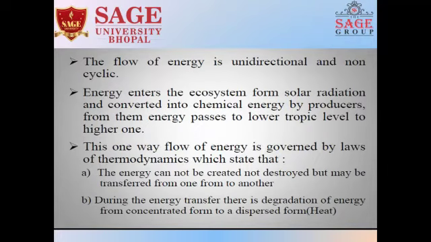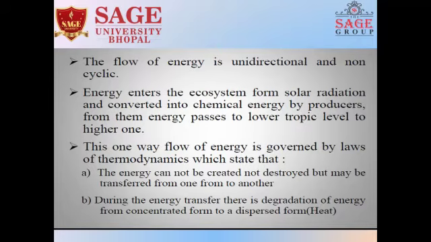Energy enters the ecosystem from solar radiation and is converted into chemical energy by producers. From them, energy passes from a lower trophic level to a higher one. In this way, we conclude that the one-way flow of energy is governed by the law of thermodynamics, which states that energy cannot be created or destroyed, but may be transferred from one form to another.